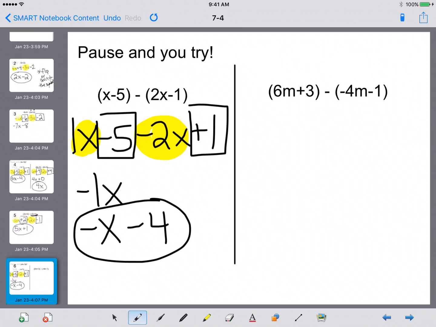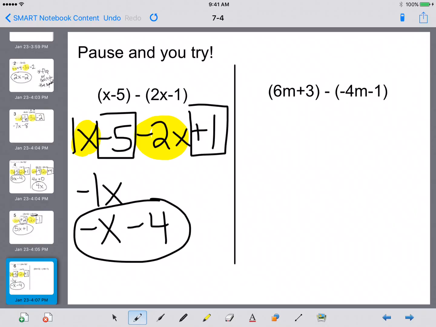If there is no number in front of your x, it means 1. So don't forget that. It's not just negative 2x, because there's no number in front of that x. When there is no number in front of the x, it means 1x. Very, very, very important that you remember that.